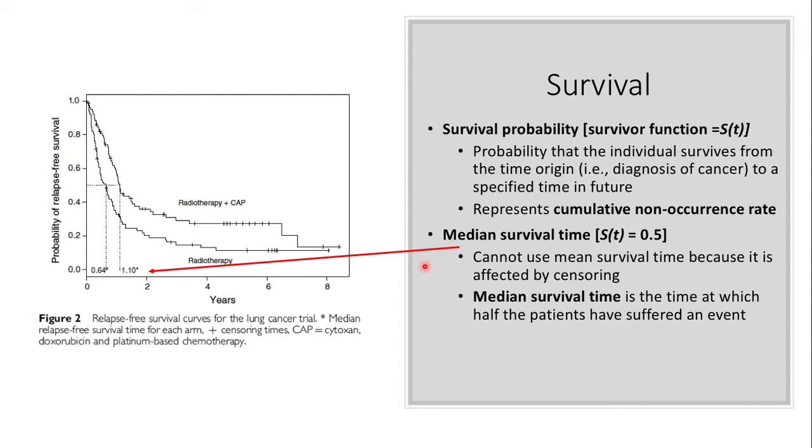Then there's the median survival time. And we use the median because the mean survival time, as we already mentioned, can be affected by censoring, or essentially what it would see as missing data. So you're going to have a big difference between the median and the mean. Median survival time is the time at which half the patients have suffered that event. And so that's an important outcome measure that you'll see a lot of times published in the literature.